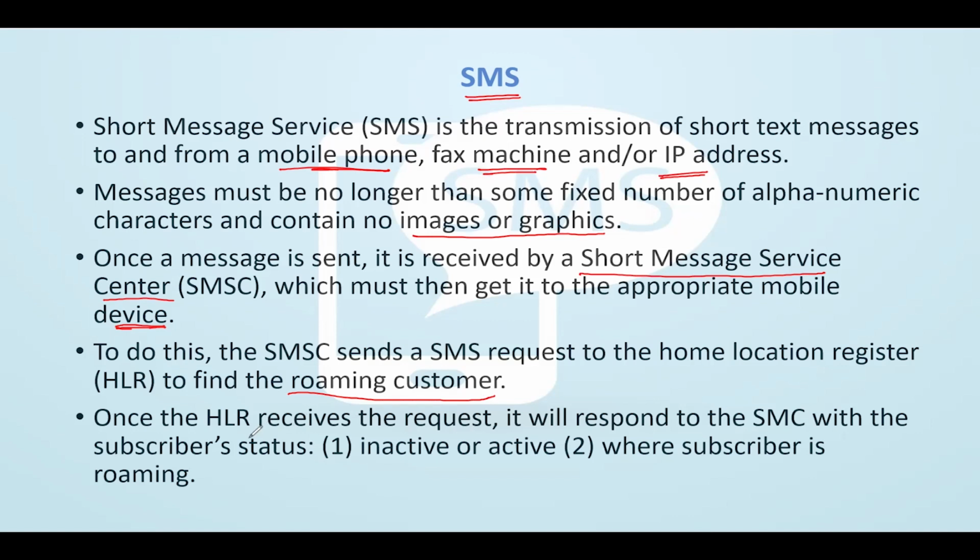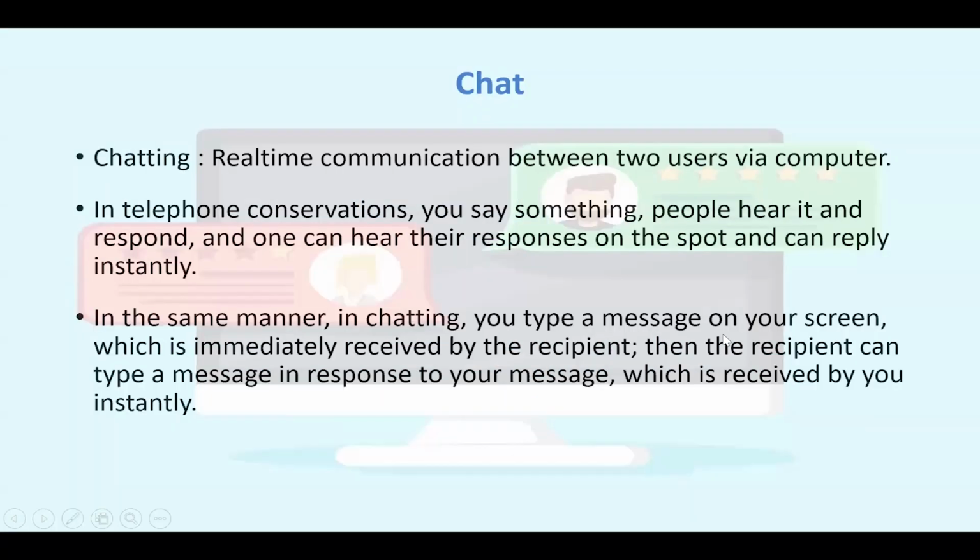So once the HLR receives the request, it will respond to the SMSC with the subscriber status, whether it is inactive, active, or where the subscriber is roaming. So once again, of course, if your mobile is switched off, if you do not have a service, if you do not have a network, it will check all those things and then do whatever is required. So this is how your SMS will work.